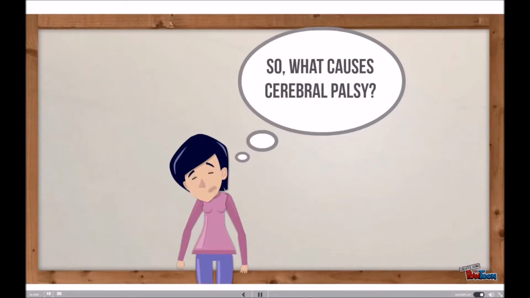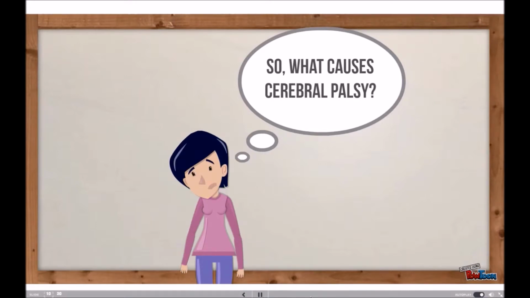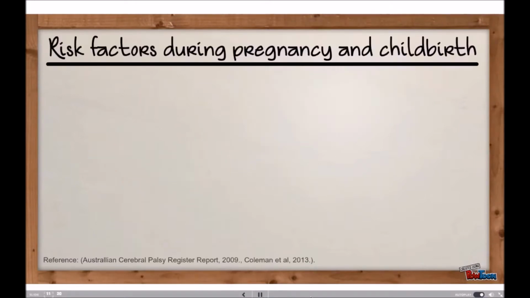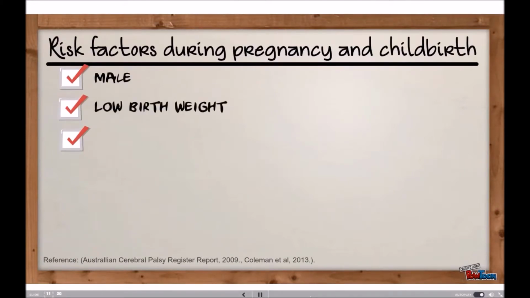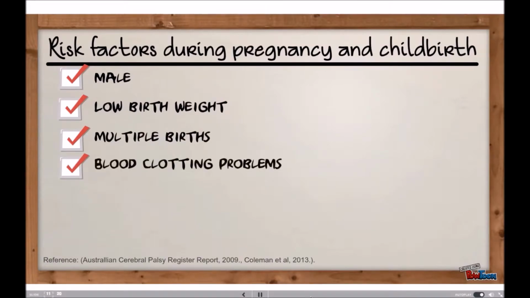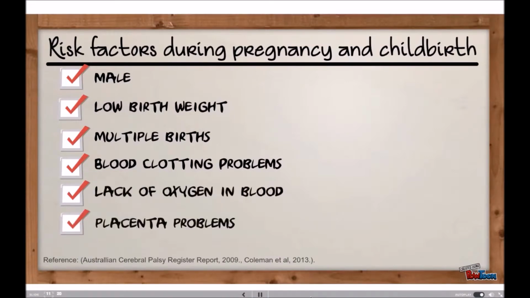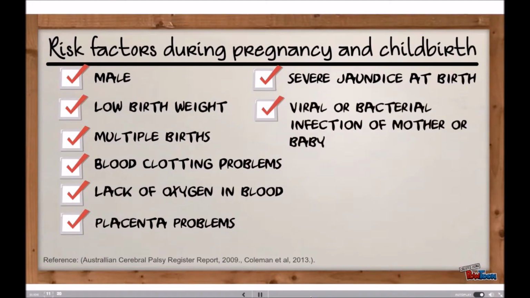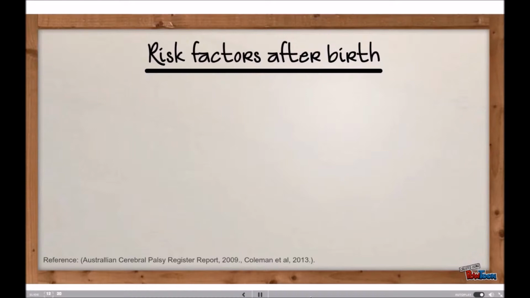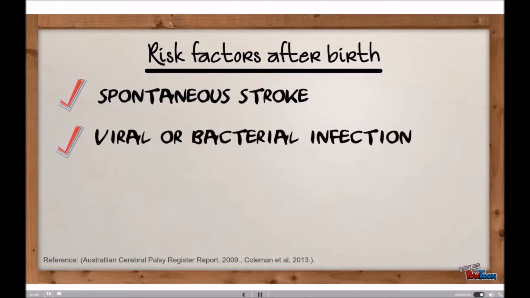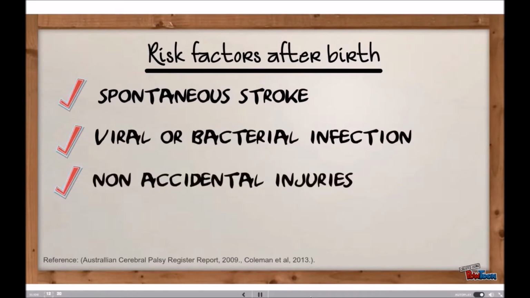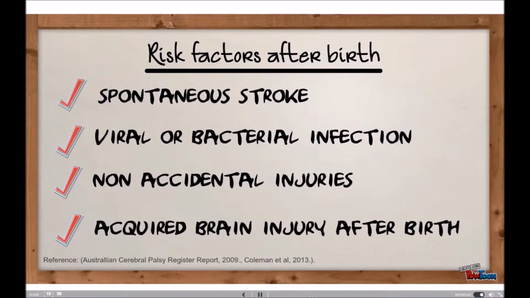There is, however, evidence to show that there are risk factors for cerebral palsy that occur during pregnancy or after birth. Risk factors that occur during pregnancy and birth include being male, having a low birth weight, being a twin or triplet, blood clotting problems in mother and baby, lack of oxygen in the blood, placenta problems, severe jaundice, and bacterial or viral infections such as German measles. Some of the risk factors that occur in the months after birth are stroke, viral or bacterial infection, non-accidental injuries, and acquisition of brain injury after birth.